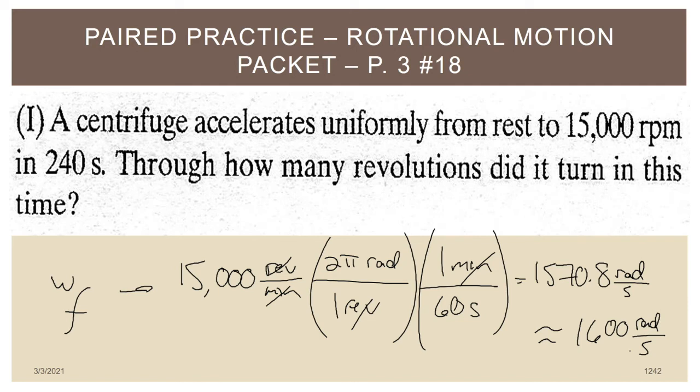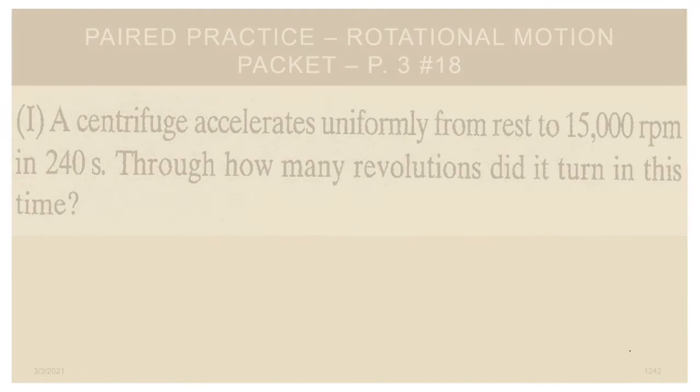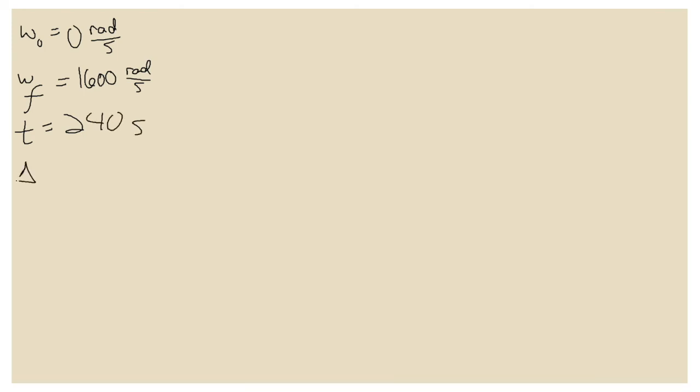So it says here, we've got this thing accelerating from rest, so that means our omega naught is going to be 0 radians per second. As we mentioned here, our omega final is 1,600 radians per second. The time is going to be listed as 240 seconds. And we're looking for delta theta.